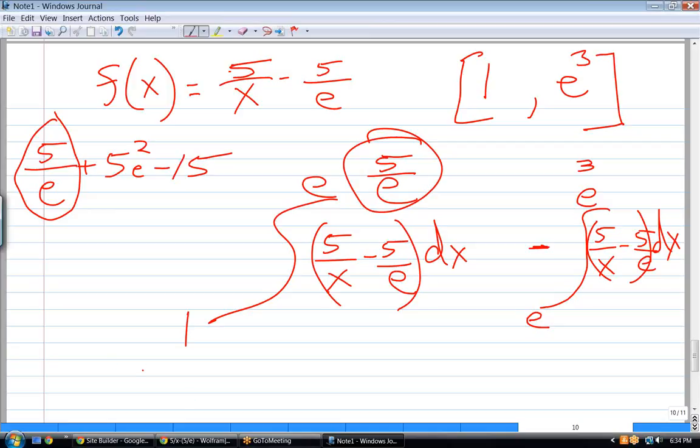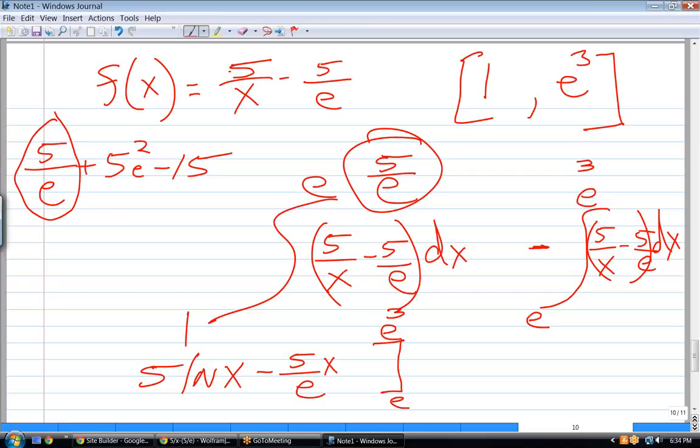Okay, I shouldn't really have erased it, because this was 5 natural log of x minus 5 over e to the x, which is the same integral as it is over here, only now we have to evaluate it from e to e cubed. What was the lower limit of the first one? 1. In the brackets up here we were going from 1 to e cubed. But from 1 to e, it's above the x-axis. From e to e cubed, it's below the x-axis.